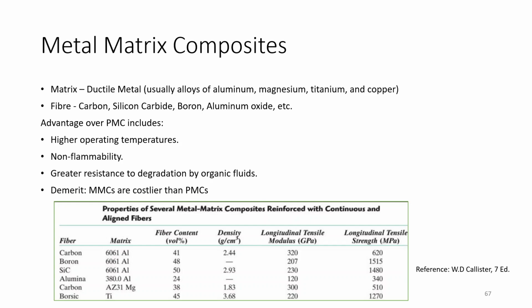Next is metal matrix composite. So in this case your matrix will be ductile metals such as aluminum, magnesium, titanium, copper, and fiber will be carbon, silicon carbide, boron, aluminum oxide, etc. Advantage of these is that they can be operated at high temperatures, they are non-flammable, and have greater resistance to degradation by organic fluids. And the demerit is MMCs are costlier than PMCs.